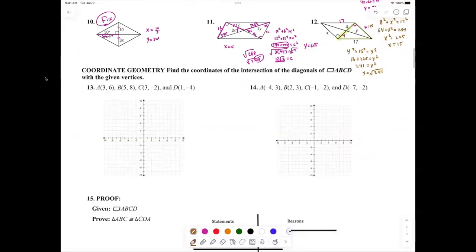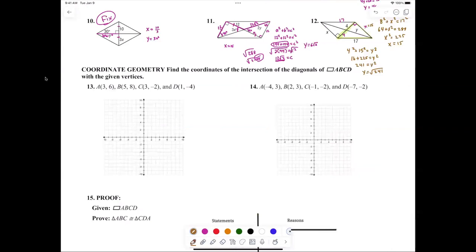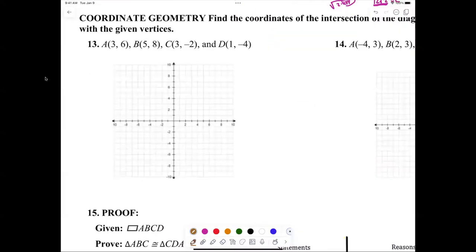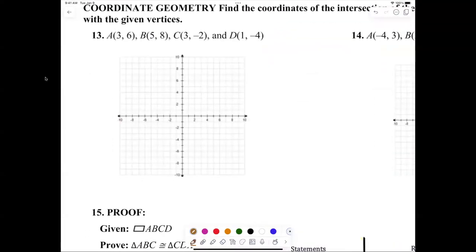Okay. Now here, let's go ahead and understand. Let's just do number 13 real quick. Oh, how much time do we have?